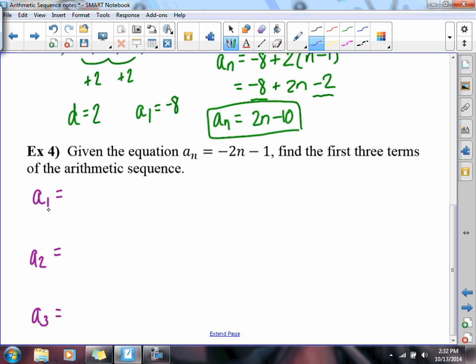Now, this first term and second term and third term, this 1 and 2 and 3, that's actually telling me what I'm going to substitute in for the n. If I'm finding my first term, I have a sub 1 instead of a sub n. So I'm going to put a 1 in where the n is in the equation. So I'll have -2 times 1 minus 1. That's going to get me -3.